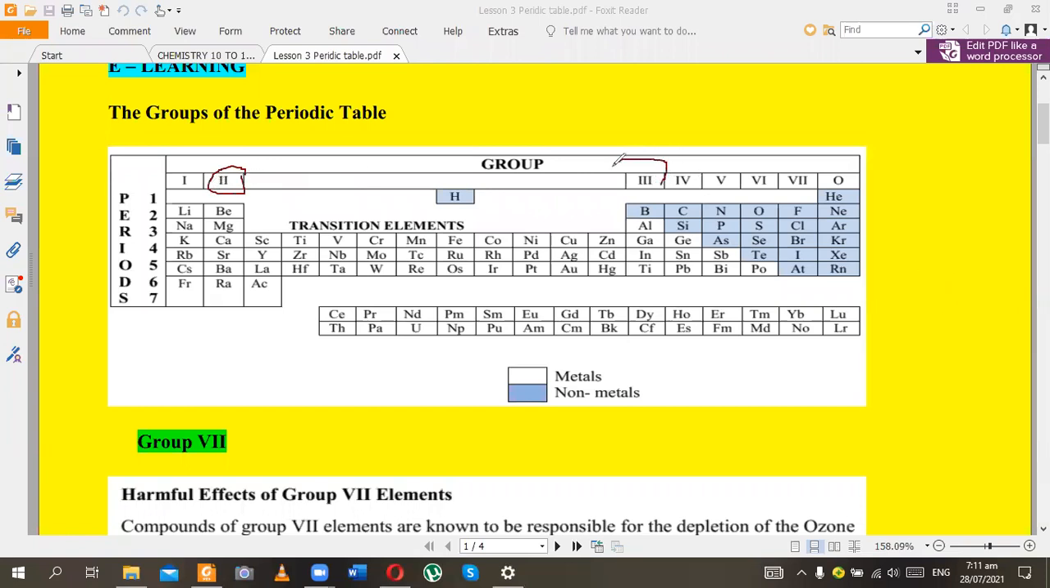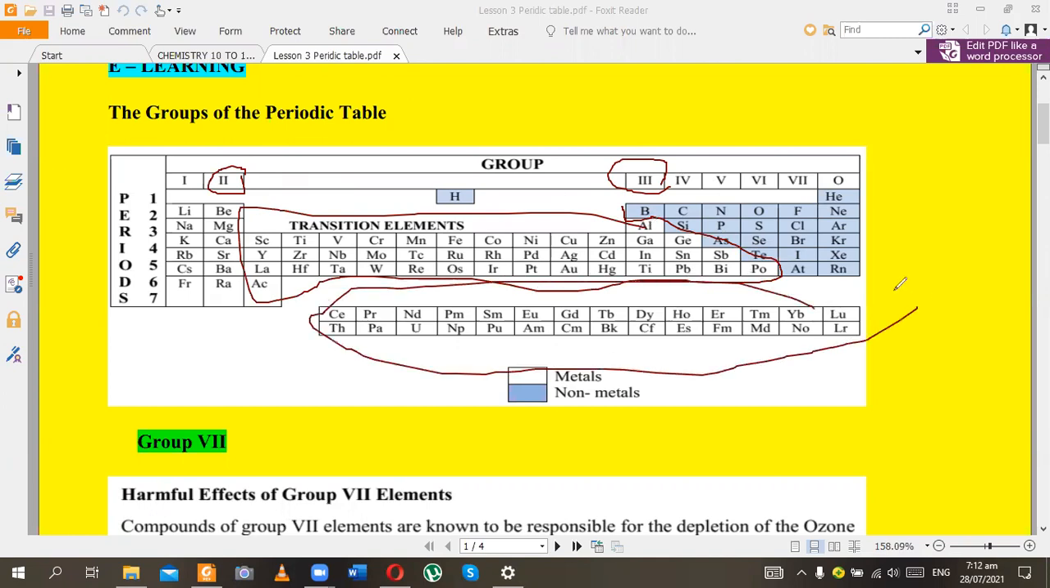From 2 to 3, there are these ones that we have left here, all going all the way up to that. There's even a zigzag kind of line. So these are the ones that we're talking about, together with the lanthanides and the actinides. Now, these are supposed to be fused. That's what it's supposed to be.